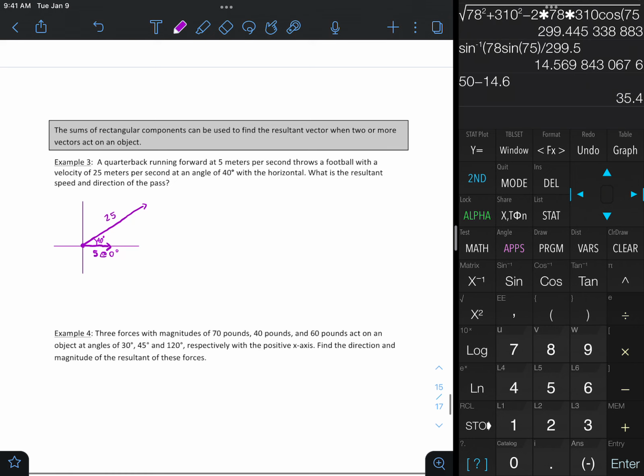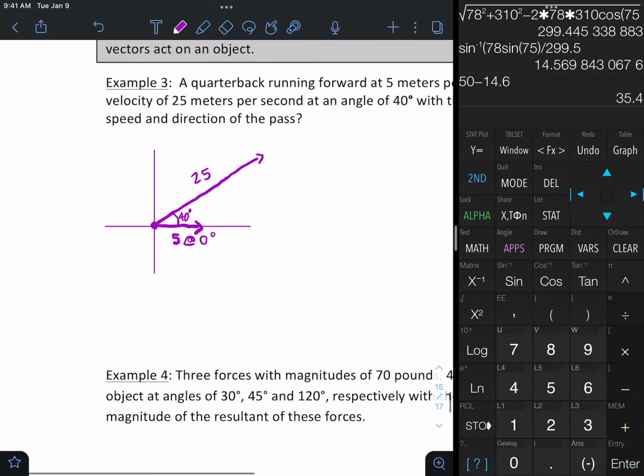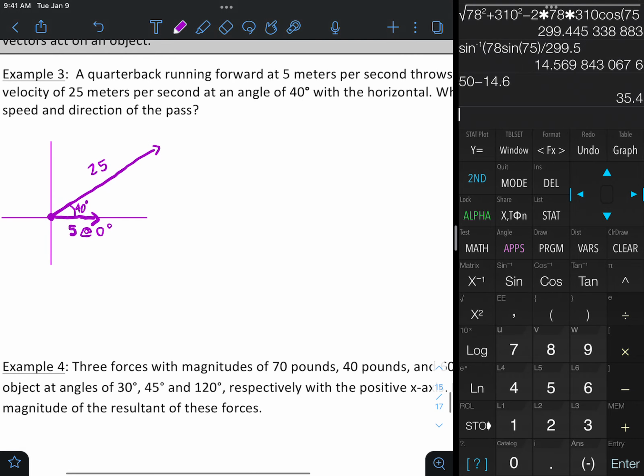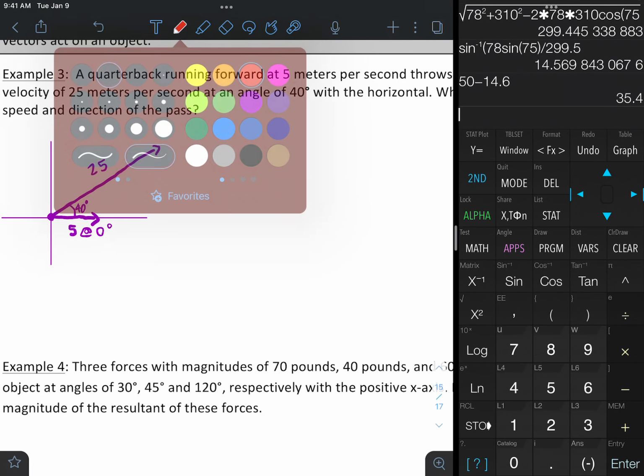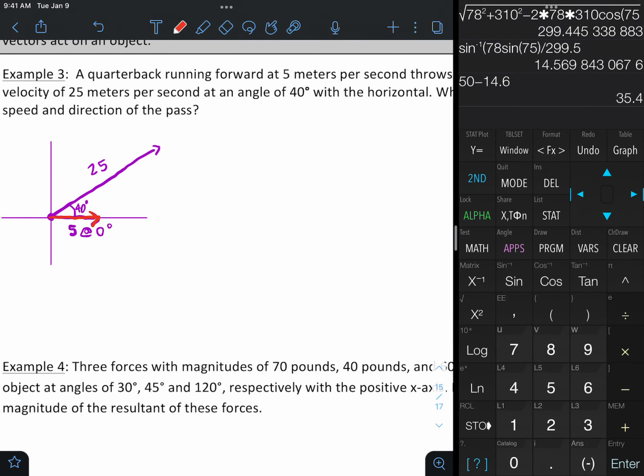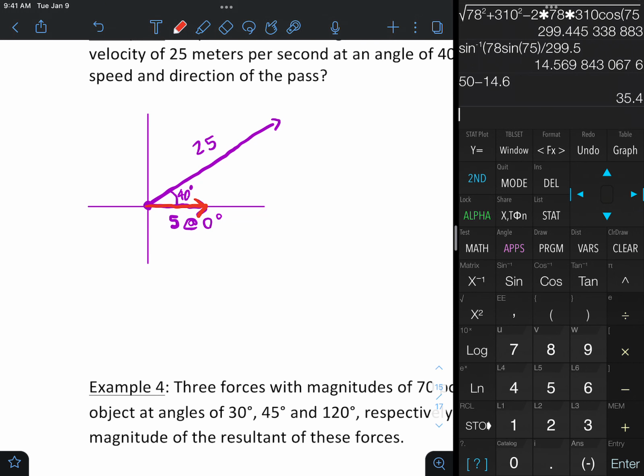Now they'll usually ask, what is the resultant speed and direction of the pass? Basically, with him going forward and then throwing at 25 meters per second, what is the true speed of the ball? Here's how we're going to do this. I'm going to color code it. I'll do the components for this one in red, and it's quite simple.